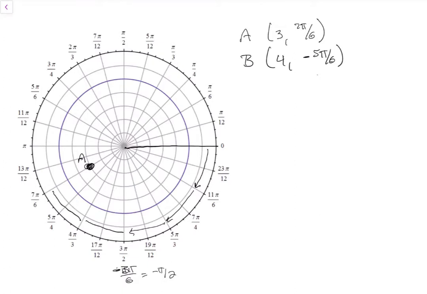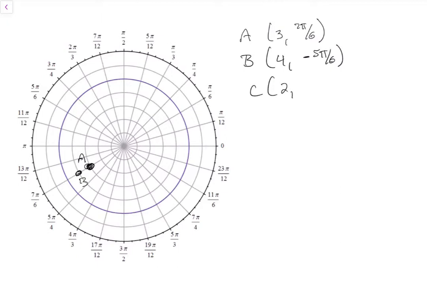So it turns out negative 5π/6 is coterminal with 7π/6. So I'm going to move along that same radial line, and I'm going to go a distance of 4, which would be here. So let's do a third point.